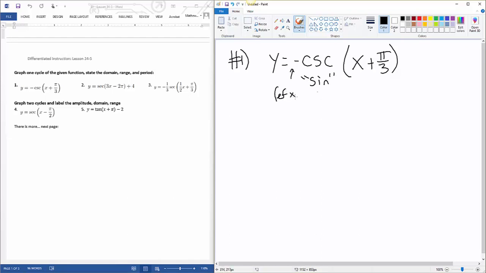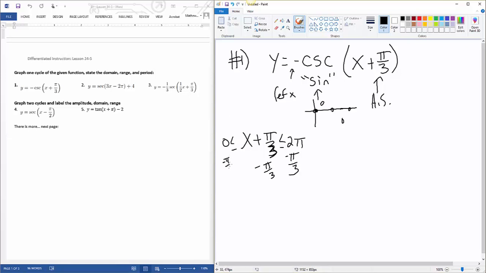the x, my sine pattern, and there's going to be a horizontal shift that's going to be applied. So I take the x plus pi thirds. It's the messiest pi thirds known to man. So subtract pi thirds from everything. So I get negative pi thirds is less than or equal to x, which is less than or equal to, now for this, is going to give me 5 pi thirds.